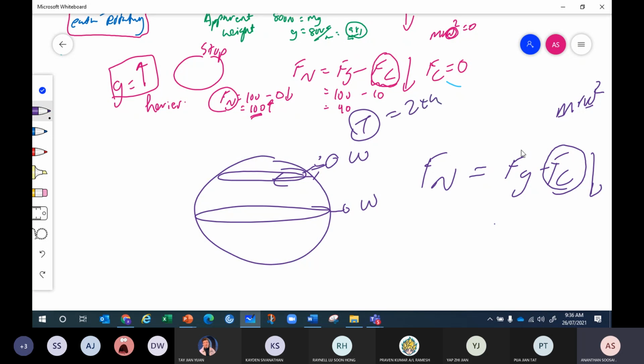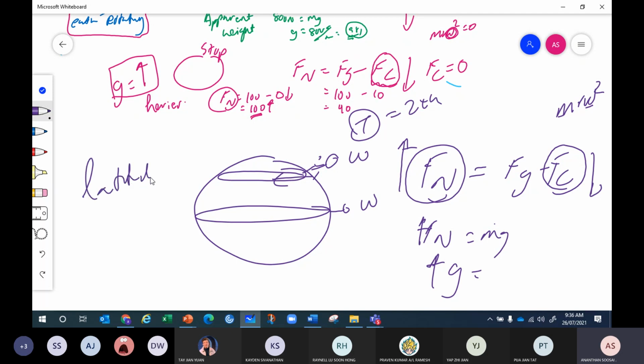So omega will be the same. So R shorter, so Fc shorter. When Fc is shorter, the normal force increases. When the normal force increases, normal force equals mg, so g will increase too. So gravity gets stronger close to the North Pole. So latitude affects gravity.